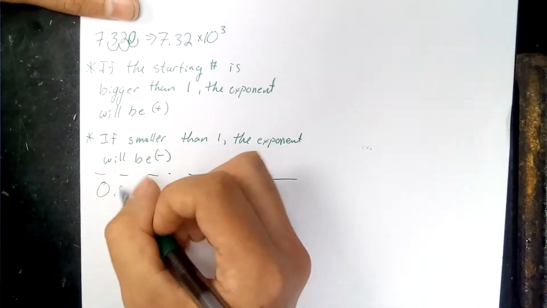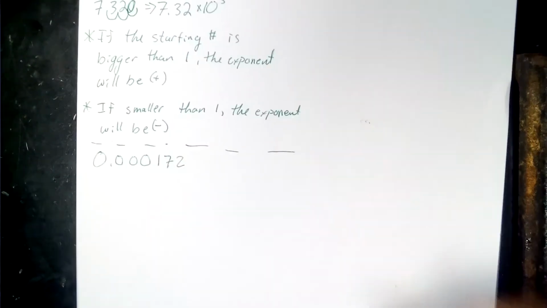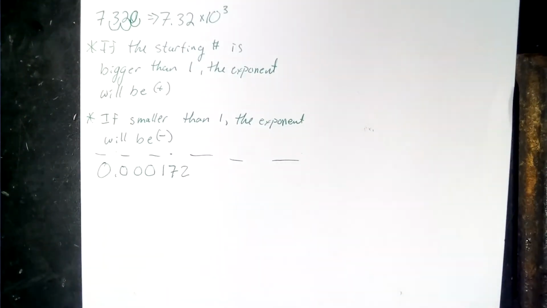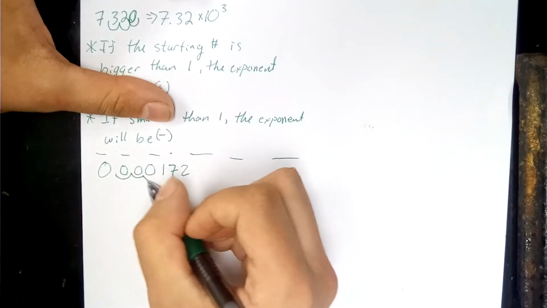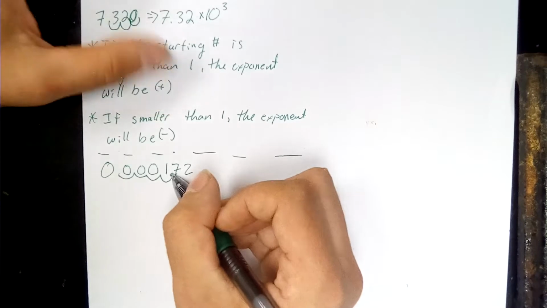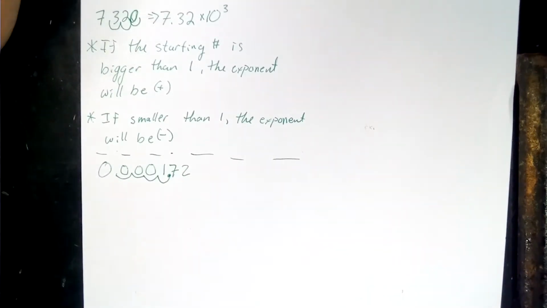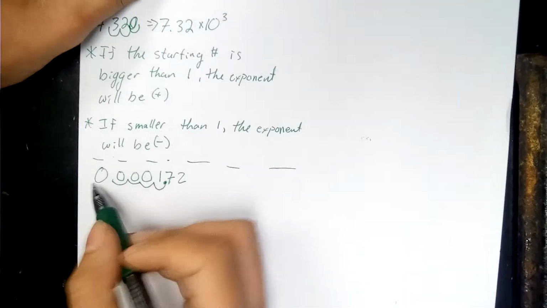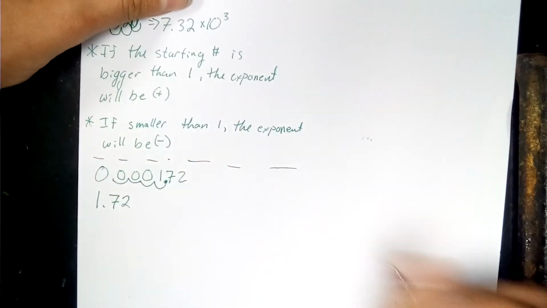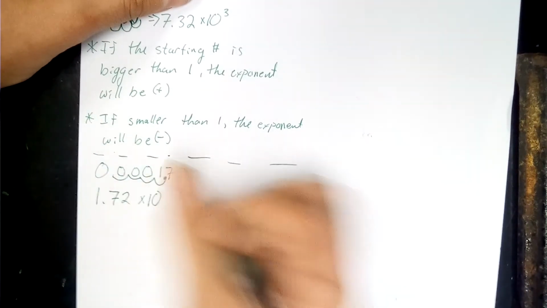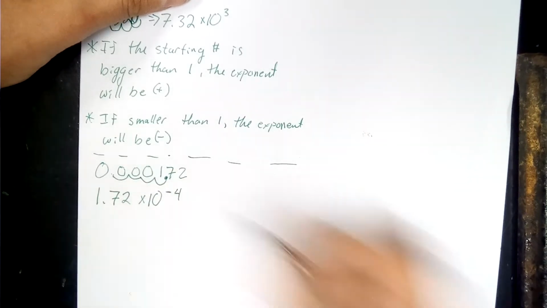0.000172. So with this one, it's smaller than 1, so we know the exponent is going to be negative. So we have to move our decimal place 1, 2, 3, 4. So we're going to put it here, and that's why it's important that we say there can only be one non-zero number to the left of the decimal place, because these zeros we're eventually going to get rid of. So 172 is what we're going to start off with, times 10 to the, and we moved it 1, 2, 3, 4 times, so it's to the negative 4th power.